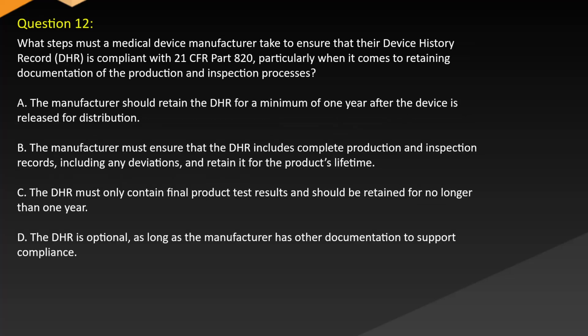Question 12. What steps must a medical device manufacturer take to ensure that their device history record (DHR) is compliant with 21 CFR Part 820, particularly when it comes to retaining documentation of the production and inspection processes? A. The manufacturer should retain the DHR for a minimum of 1 year after the device is released for distribution. B. The manufacturer must ensure that the DHR includes complete production and inspection records, including any deviations, and retain it for the product's lifetime. C. The DHR must only contain final product test results and should be retained for no longer than 1 year. D. The DHR is optional, as the manufacturer has other documentation to support compliance.